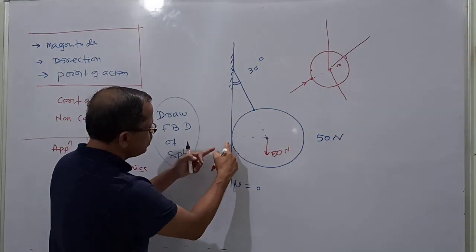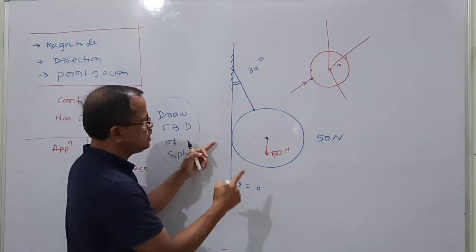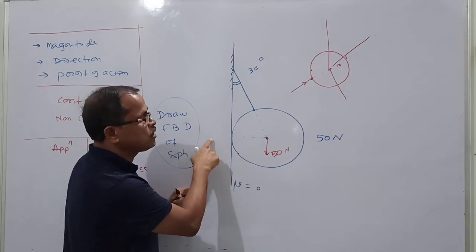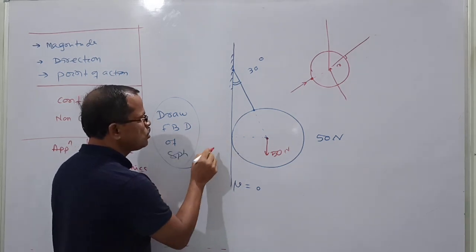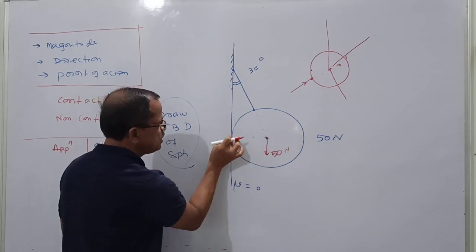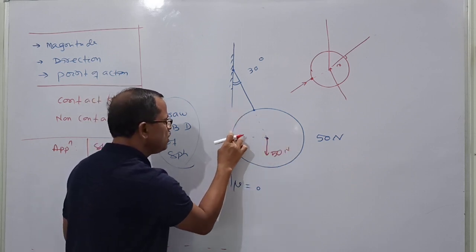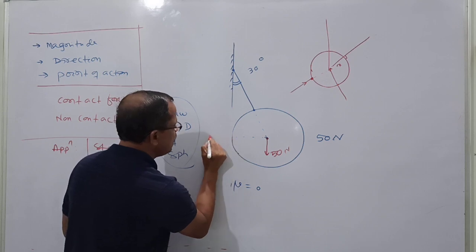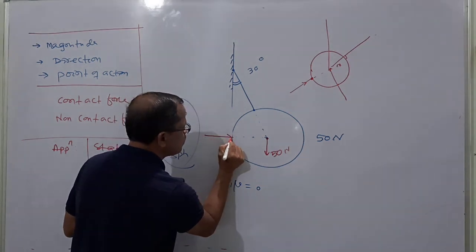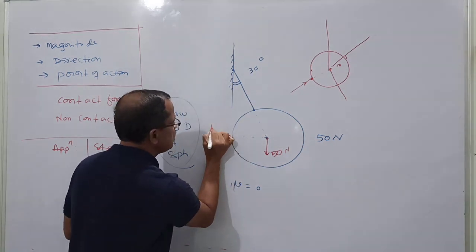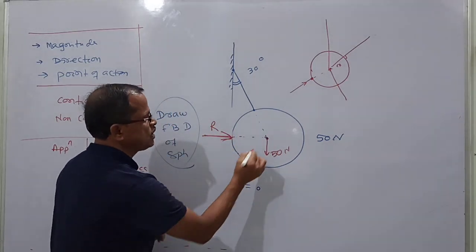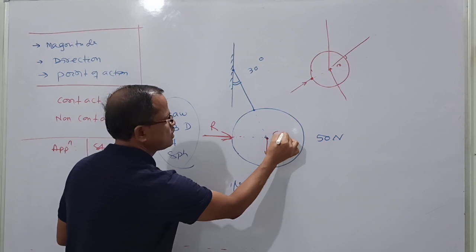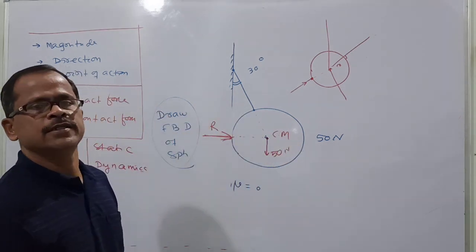Since there is no friction, the reaction is always a normal reaction. If this is a normal reaction, the reaction will be touching the sphere at this point. Now I am removing the wall. The wall is replaced by a normal reaction. You draw it in such a way that this reaction, when extended, goes to the center of mass, that is the center of the sphere, or center of gravity.